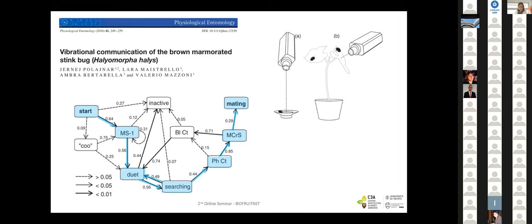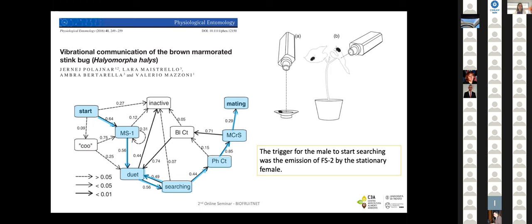At this point, the searching behavior of the male was triggered by the emission of the FS2 of the female, the second kind of signal that I showed you before. It triggered the search behavior of the male, who started to walk and then stop to perceive the female location until he reached the female. At this point, they started the proper courtship with different vibrational signals and also the use of probably contact chemical communication.